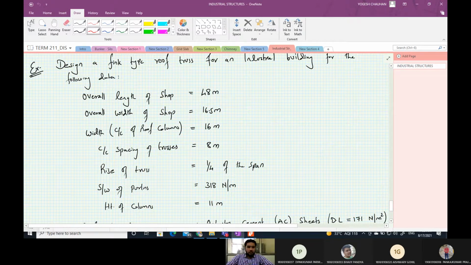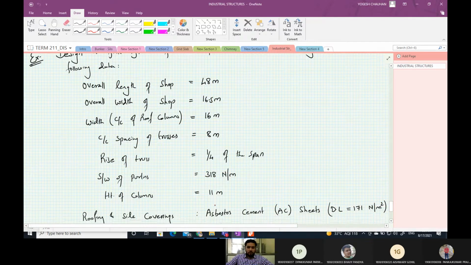Today we'll solve an example of a pin type roof truss for an industrial building having overall length 48 meter, overall width 16.5 meter. The width that is center to center of roof column is 16 meter. The center to center spacing of the truss is 8 meter. The rise of the truss is 1/4 of the span. The self weight of the purlin is 318 Newton per meter. Height of the column is 11 meter.